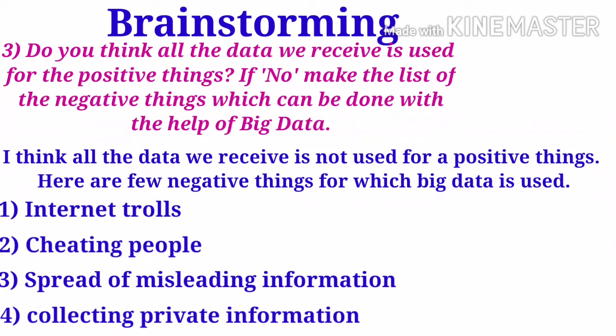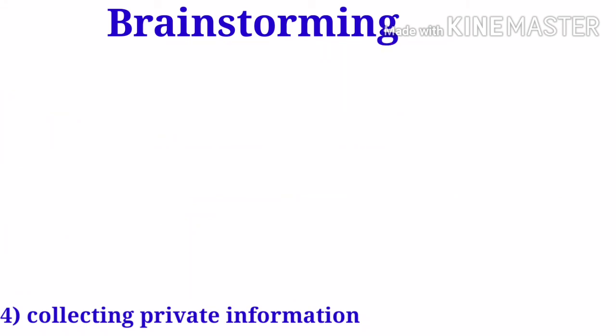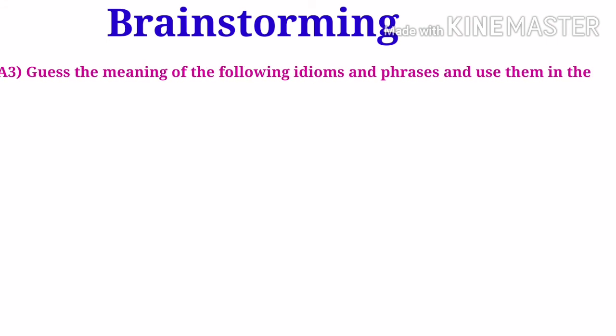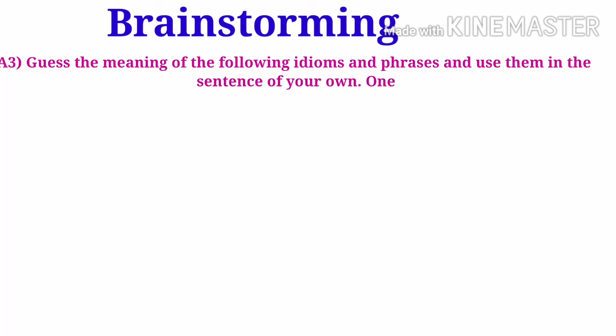I hope you all have understood it. Now we turn toward our next activity. It is A3. Guess the meaning of the following items and phrases and use them in sentences of your own. One is done for you.